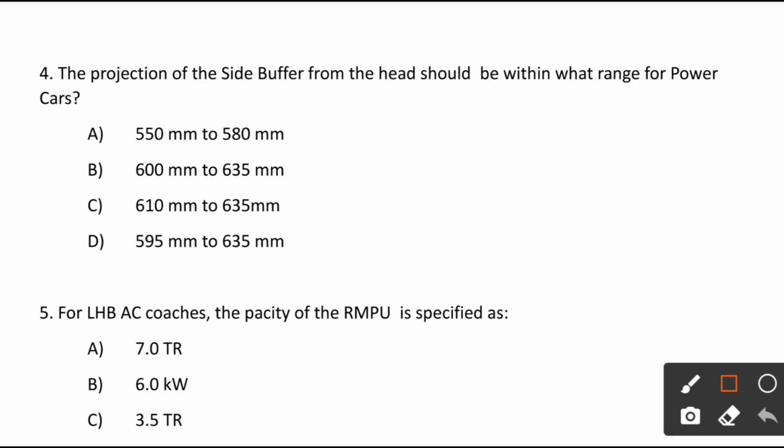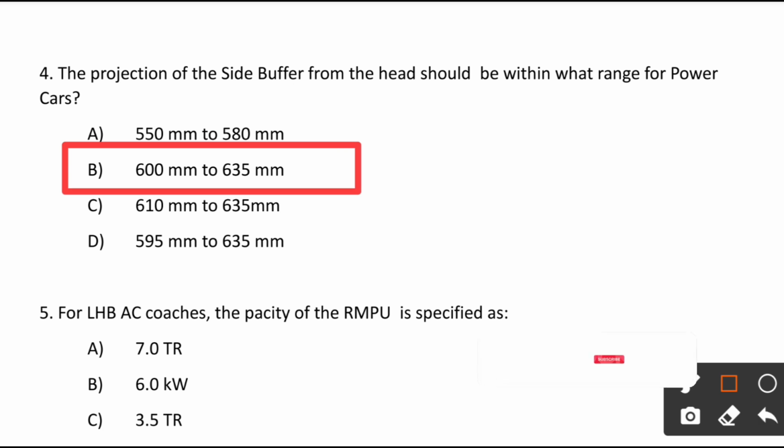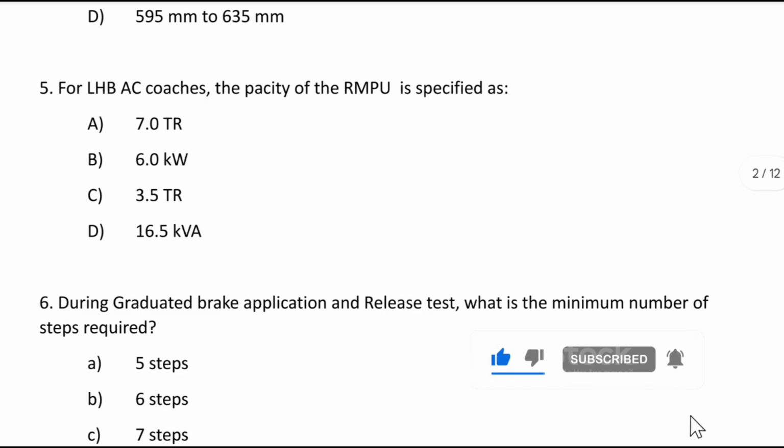During maintenance, the buffer force should be scrubbed with a scrapper to remove dirt and muck and wiped clean using cleaning fluids. After cleaning, the buffer force should be checked for the condition of CSK rivets holding the faceplate. Apply graphite grease on the faceplate after checking for cracks and wear. Projection of buffer from the head should be within 600 mm to 635 mm. In this question the correct answer is B. 600 mm to 635 mm.